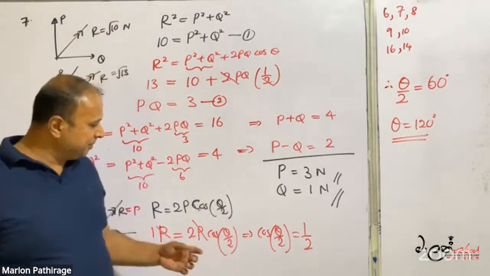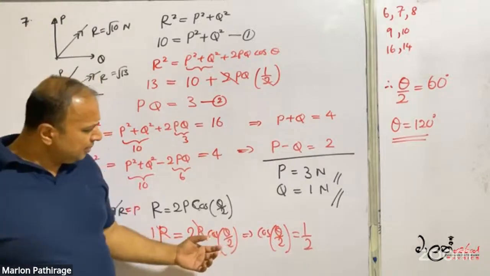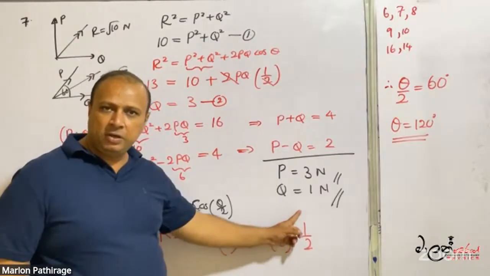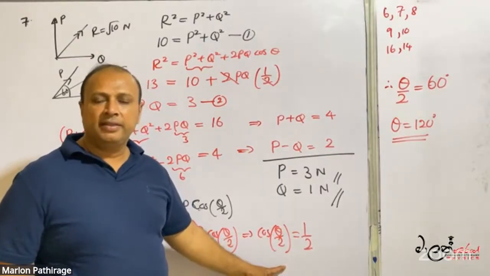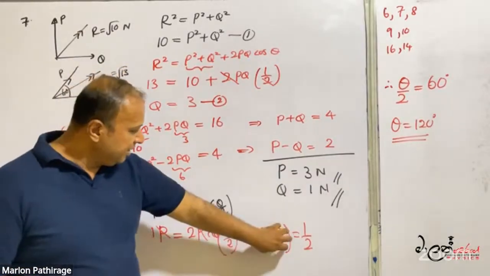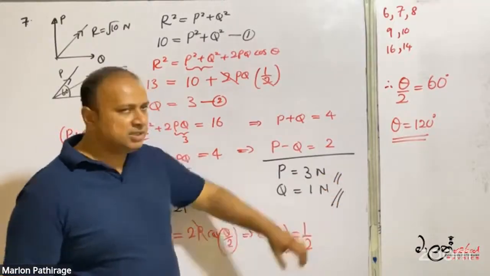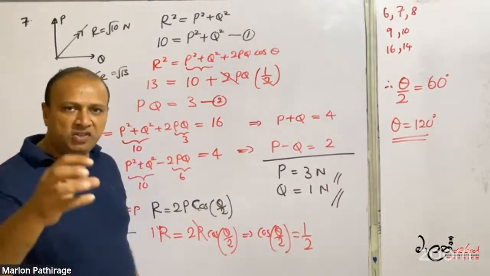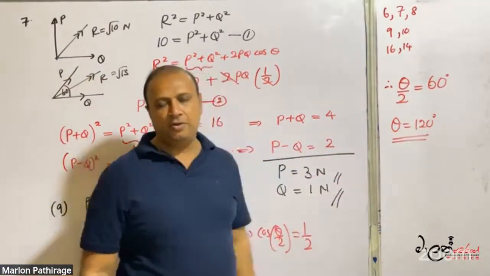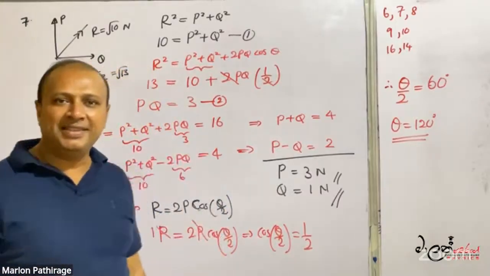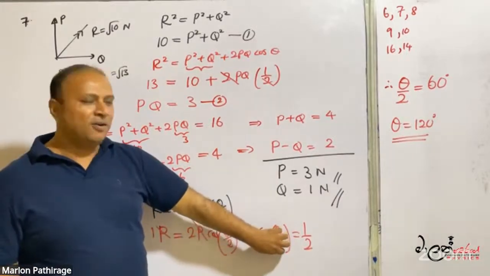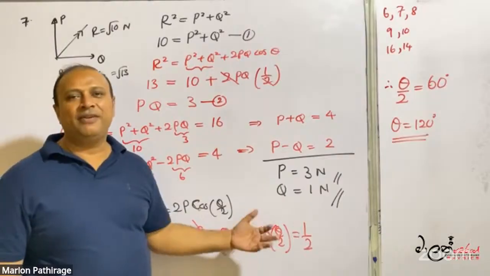if any cos value is equal to half, that means that angle should be equal to 60. Now this angle is theta over 2, so theta over 2 should be equal to 60. That means theta should be 120. Is that clear? So if it is cos alpha or something, that alpha angle should be equal to 60.